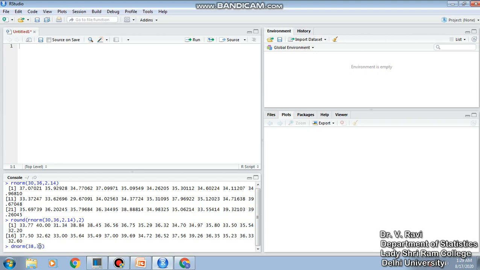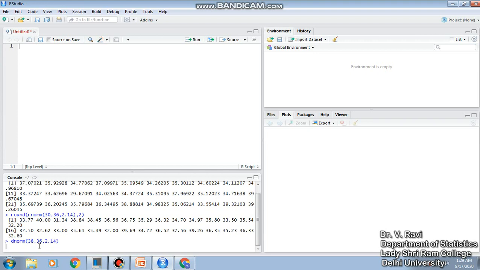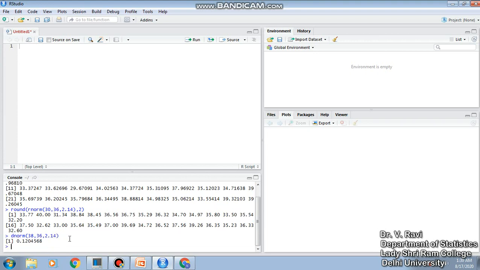The mean temperature is 36 and the standard deviation is 2.14. So the chance that the temperature would be 38 on any given day is just 12%. According to the normal distribution with mean 36 and standard deviation 2.14, the chance that we will experience a 38 degrees Celsius temperature on any given day is just 12.04%.